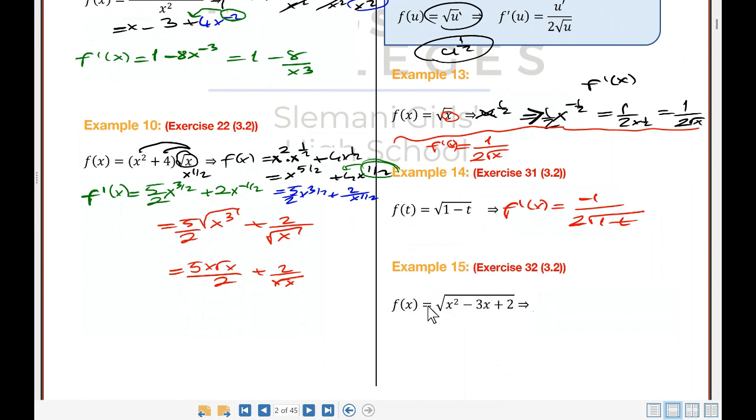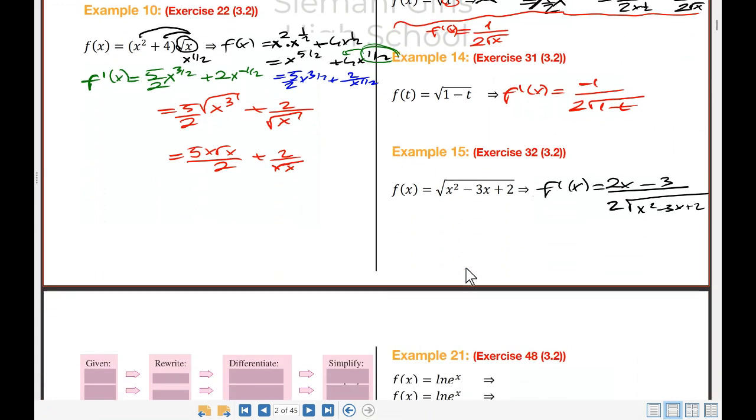Question 15. Imagine you are using this by the first way, by turning it into a fractional exponent and using power rule. You won't go anywhere. But by using this rule, you'll solve it easily. Derivative of inside, derivative of x squared is 2x, minus derivative of 3x is 3, divided by 2 square root of same function. That's it. No simplification. We leave it as it is.